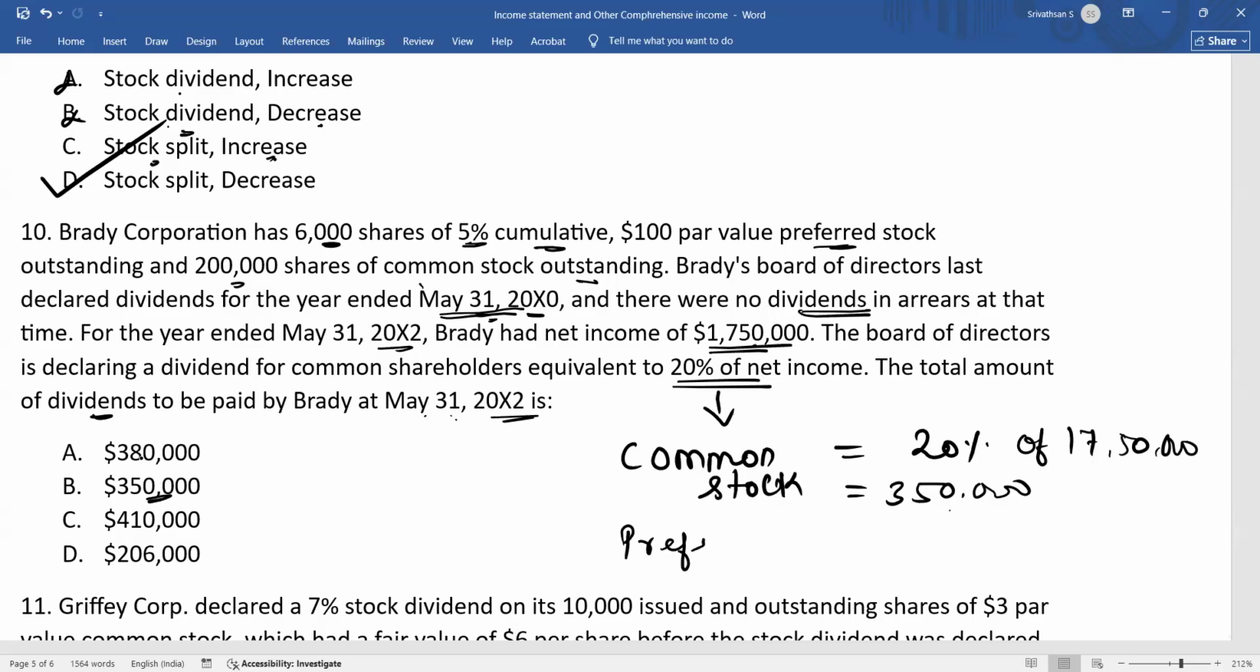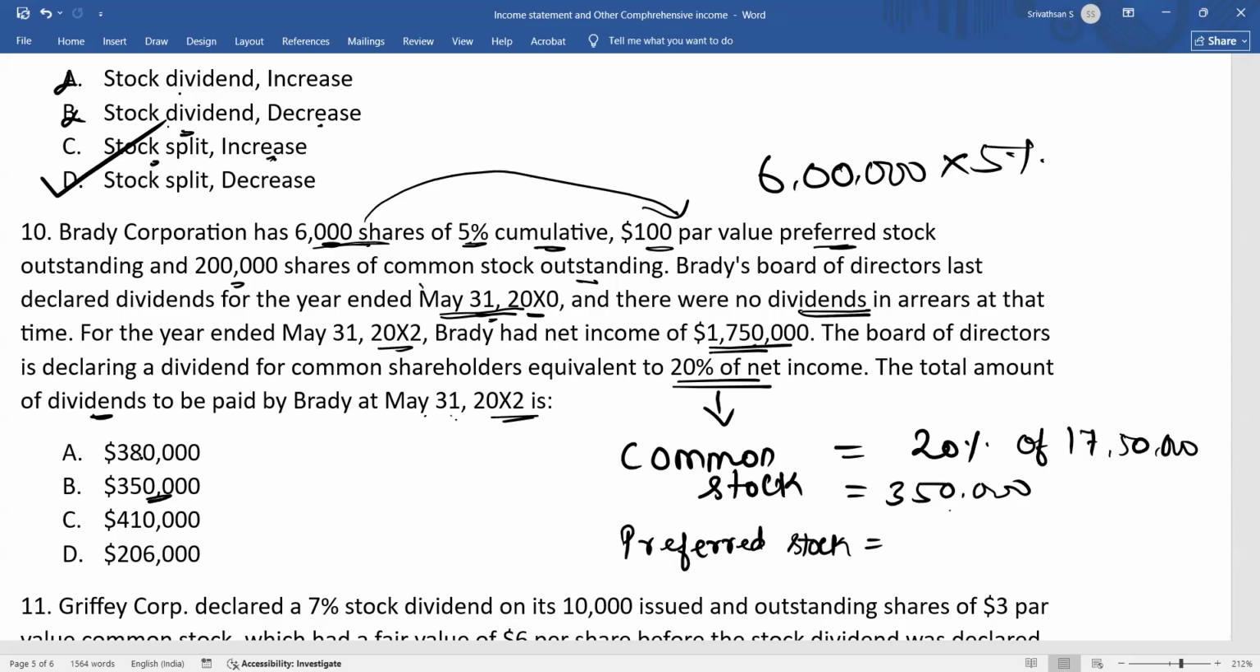When we talk about preferred stock dividend, the total number of outstanding preferred stock is 6,000 shares and par value of one preferred stock is $100. So the total preference share capital of the company is 6 lakh on which they have to pay 5% dividend. So 5% of 6 lakh, we get 30,000. But this 30,000 is the dividend that is paid from May 31, 2011 to May 31, 2012.